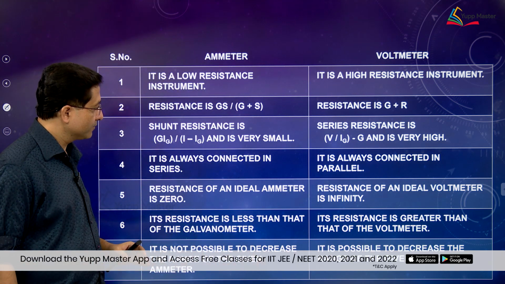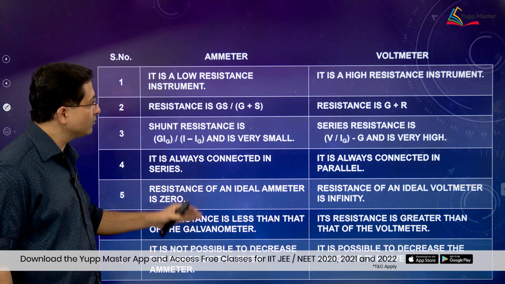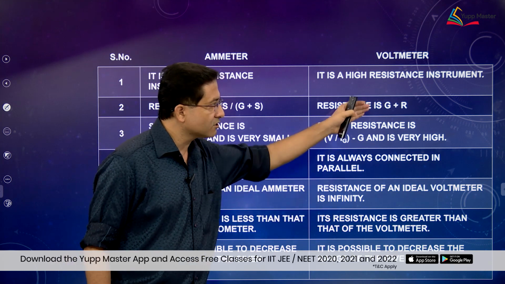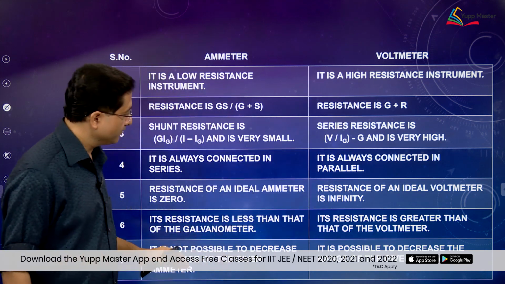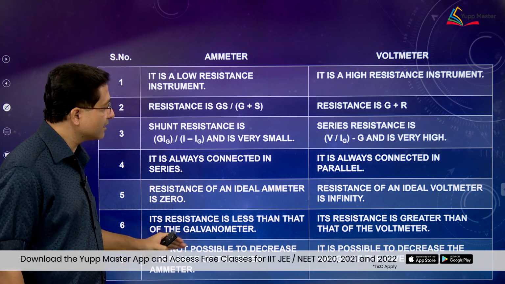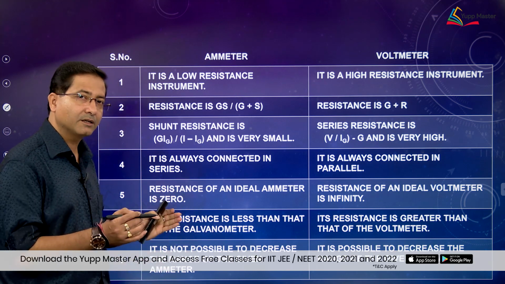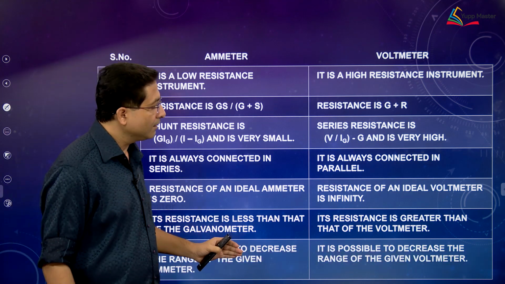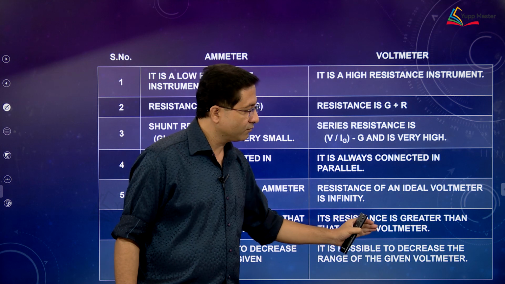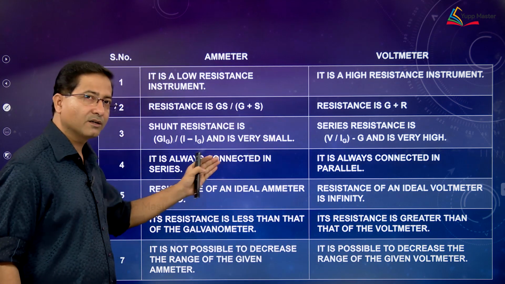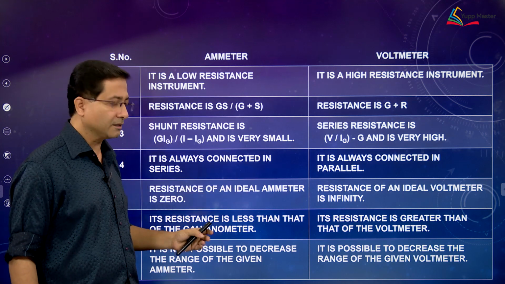Second last point, the resistance is less than the galvanometer, we have already discussed this point here. The resistance is greater than the resistance of the galvanometer for the voltmeter, we have already discussed this point. Last one, it is not possible to decrease the range of the given ammeter. Once the ammeter is given, you cannot decrease the range, you can increase the range, while you can decrease the range of the voltmeter, right. So these are the basic differences between ammeter and voltmeter.